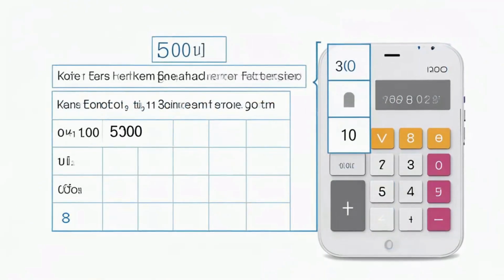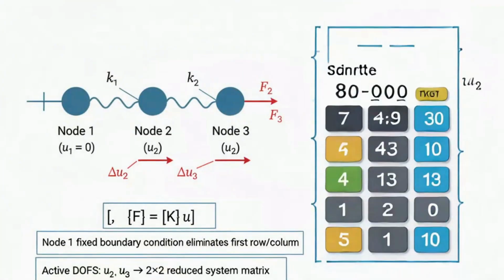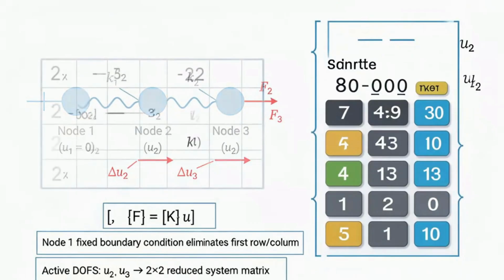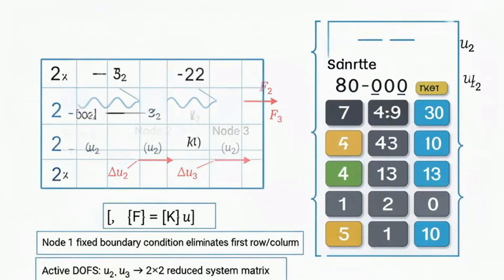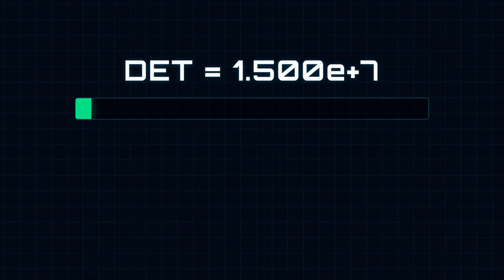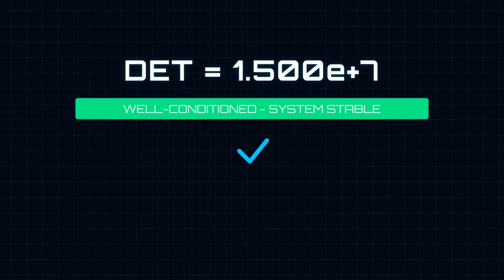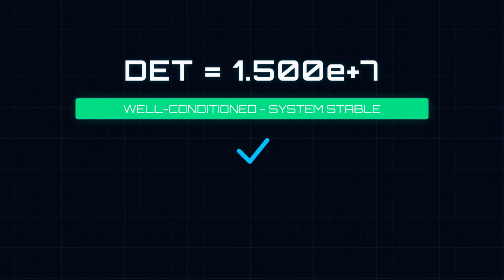After clicking Calculate Stiffness Matrix, the results show K11 equals 8,000 newtons per meter, K12 equals -3,000, K21 equals -3,000, and K22 equals 3,000. The determinant is 1.500 E plus 7, and the condition reads, well conditioned, system is stable, confirming our spring system will perform reliably.